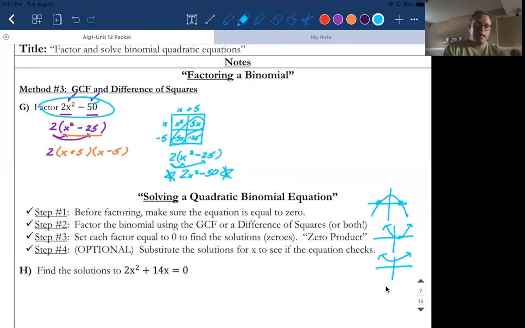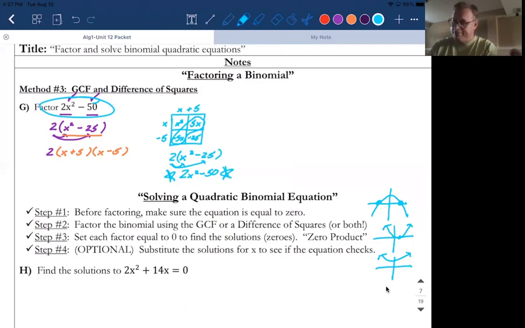Before factoring, make sure the equation is equal to 0. We cannot solve a quadratic until it's equal to 0. The second step, we want to try to factor it using the greatest common factor or a difference of squares, or both, like in the example above. And we're going to look at steps 3 and 4, the new ones, here in a moment.